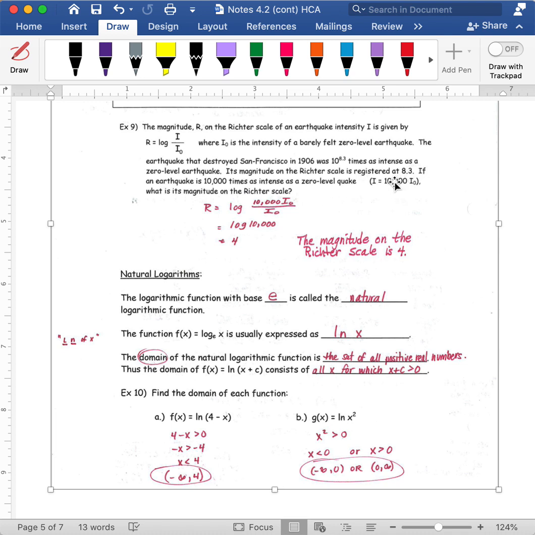Again, you're going to take these values and substitute into this formula. I know what I equals. It equals 10,000 times I sub 0. They didn't identify I sub 0 for me. Now, notice when I substitute into this formula, the I sub 0s are going to divide out, leaving me with a log of 10,000. And when I evaluate that, 10 to what power is 10,000? Well, 10 to the 4th. So the magnitude on the Richter scale is 4.